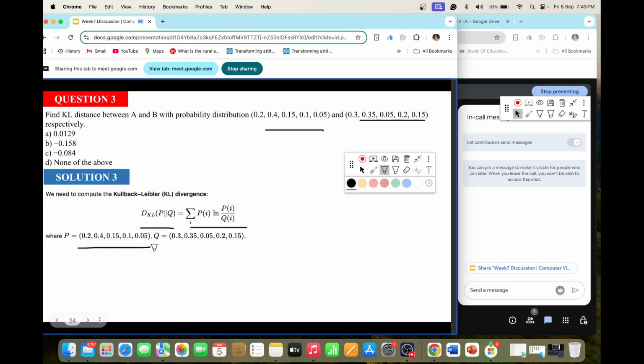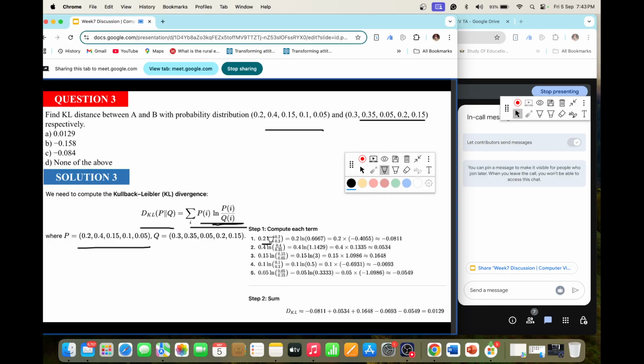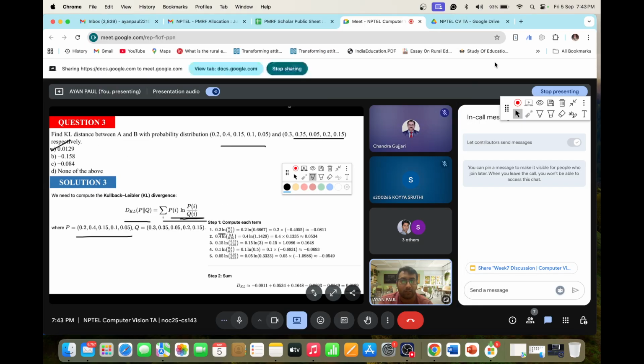You can calculate each term and then at last sum all of them up. That is what I have done. For the first point I chose 0.2 and 0.3, I found this, and then for the next points 0.4 and 0.35 I found this thing, and then at last I summed all up, and the answer is coming 0.0129. So option A is your correct answer.